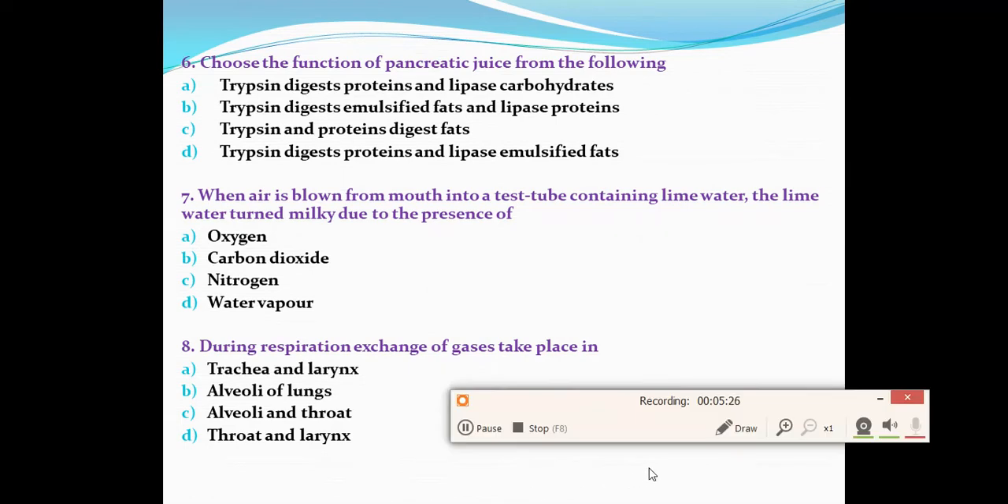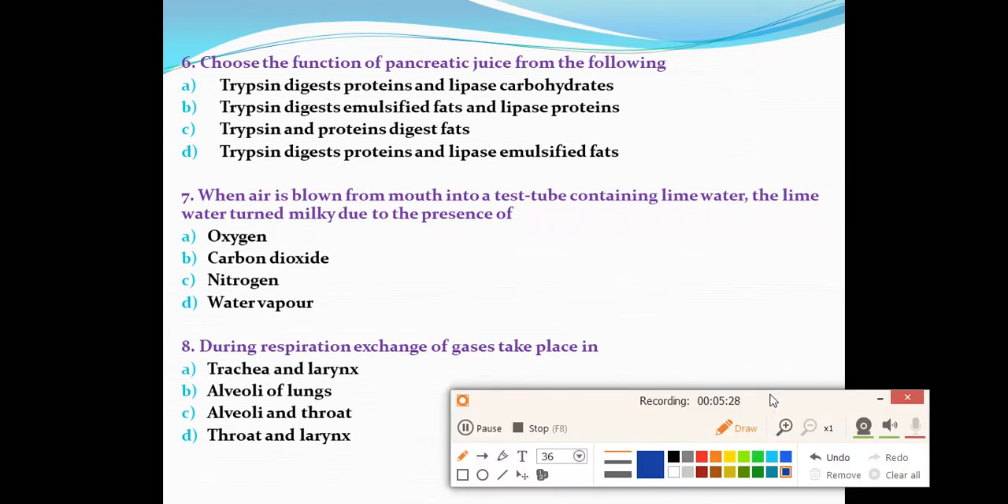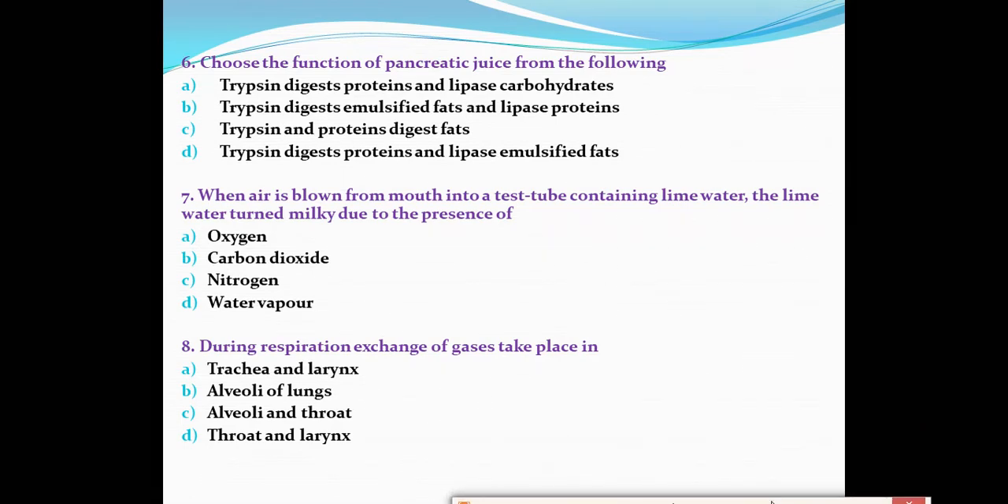Choose the correct function of pancreatic juice from the following. So what is the function of pancreatic juice and from where do we get this pancreatic juice? Pancreatic juice, obviously we get it from the pancreas. The pancreas secretes pancreatic juice, and in this pancreatic juice pancreatic enzymes are present like trypsin and lipase. So what is the function of this pancreatic juice? Trypsin digests protein and lipase digests carbohydrates.